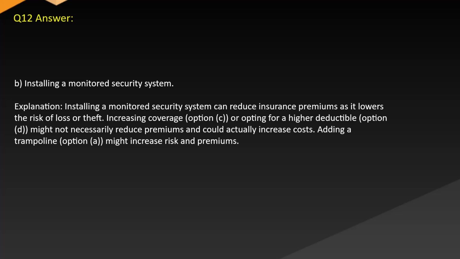Explanation: installing a monitored security system can reduce insurance premiums as it lowers the risk of loss or theft. Increasing coverage, option C, or opting for a higher deductible, option D, might not necessarily reduce premiums and could actually increase costs. Adding a trampoline, option A, might increase risk and premiums.